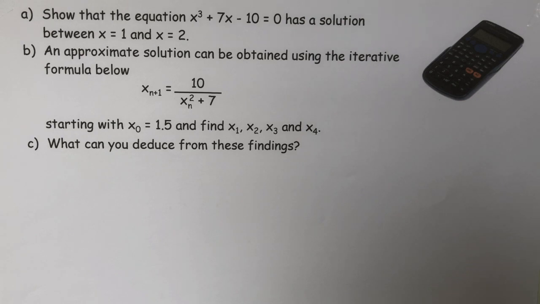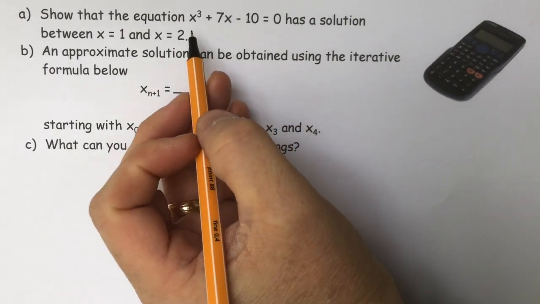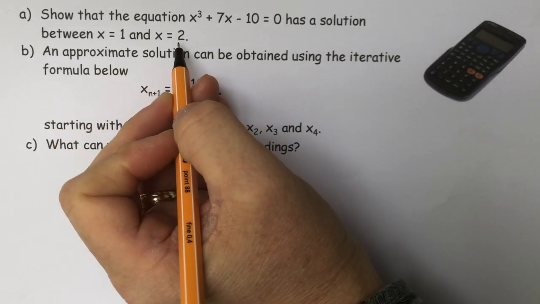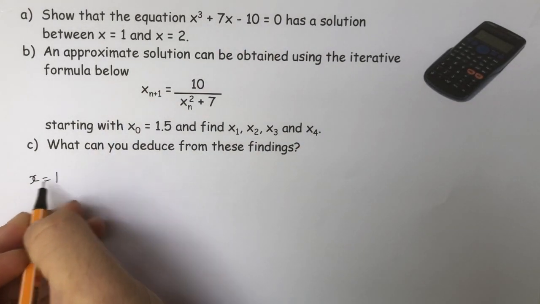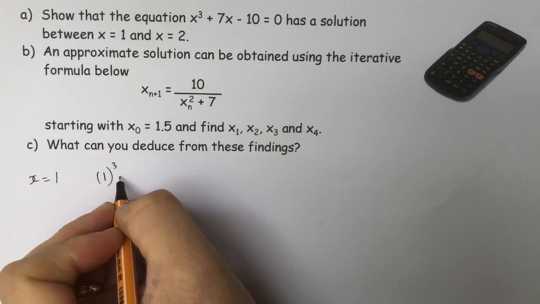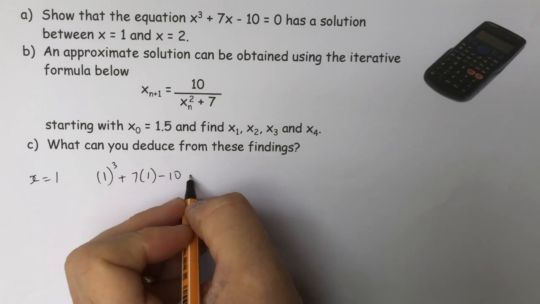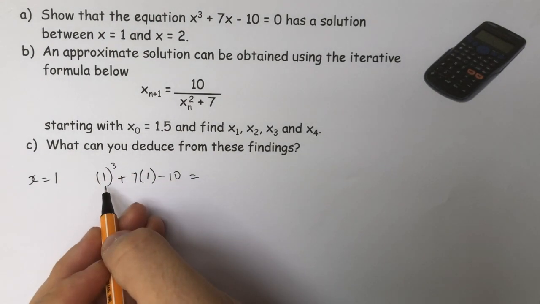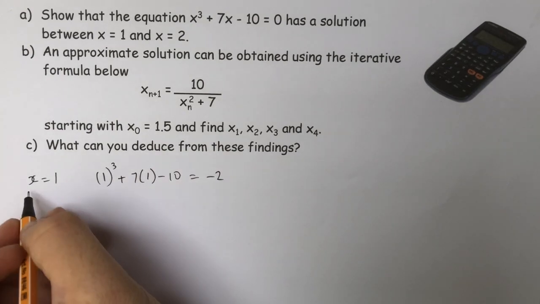Here we have an iterative formula question where first of all we need to establish the fact that there is a solution between x equals 1 and x equals 2 for this cubic. So we need to replace the letter x with a 1. So we get 1 cubed plus 7 lots of 1 take 10, which comes out as 1 plus 7 take 10, so that's minus 2.